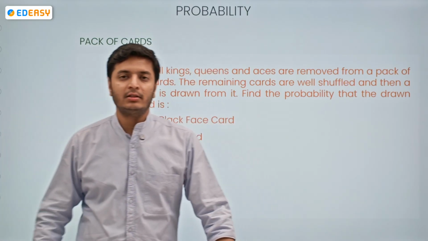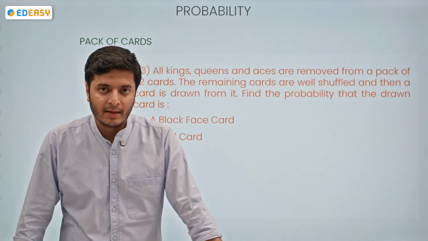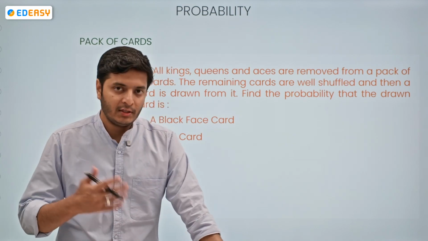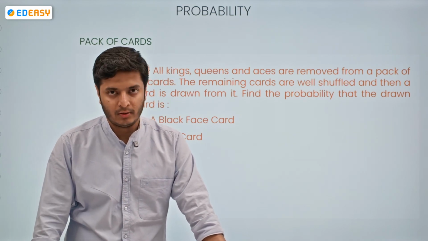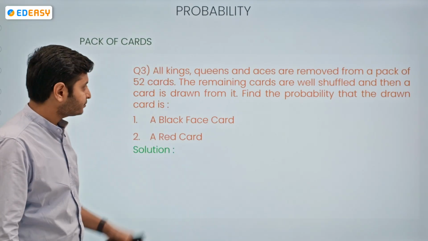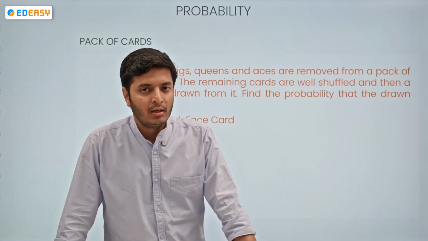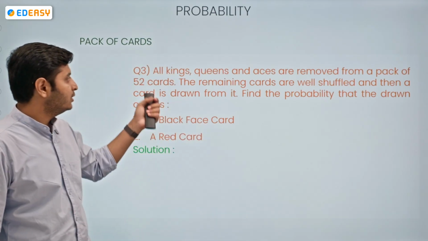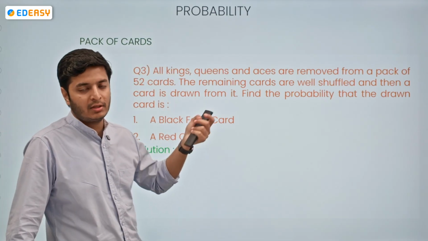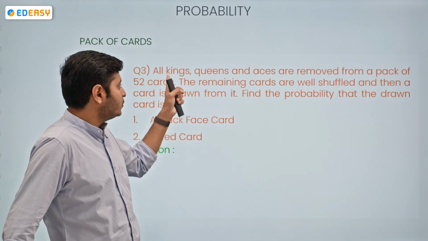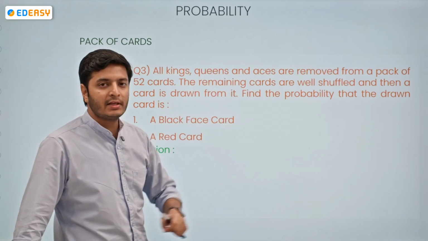Now here the things are gonna get interesting. Why? Because this time the total number of outcomes is not 52. Why? Because we are already removing some cards out of the deck, correct? And how many? The number is not directly given to us, but the hint is given that we are removing all the kings, all the queens, all the aces.